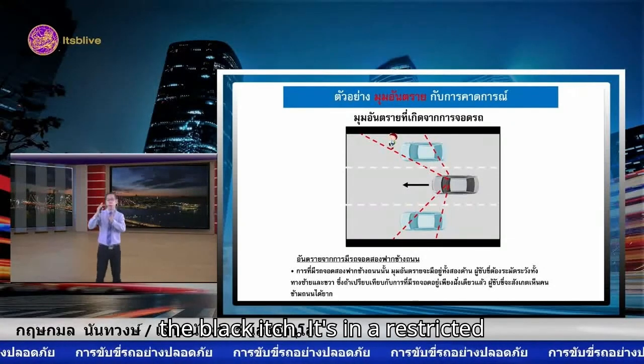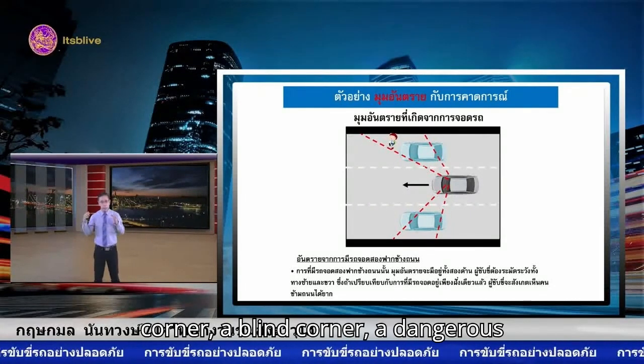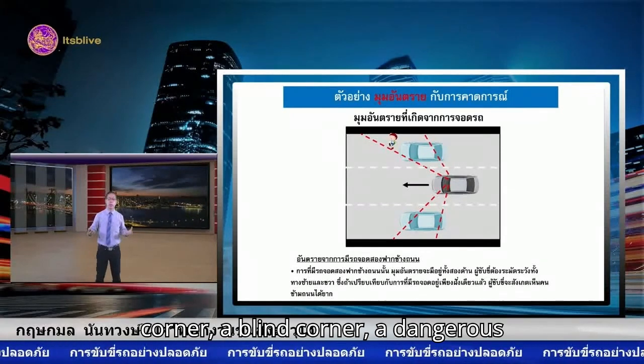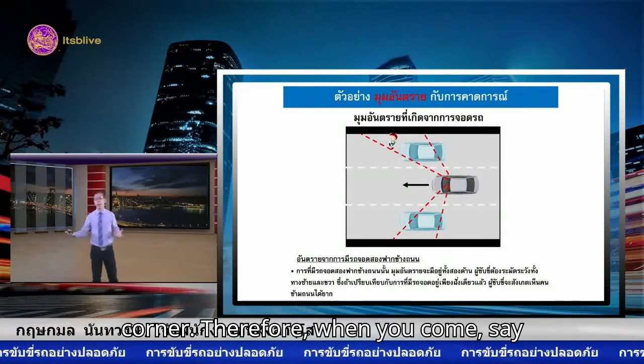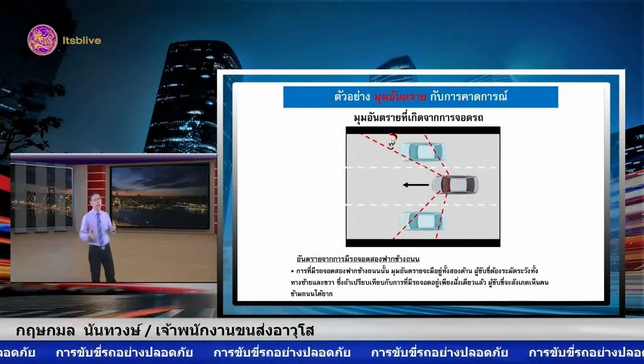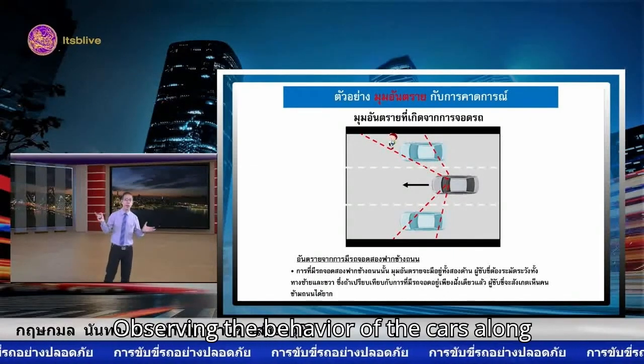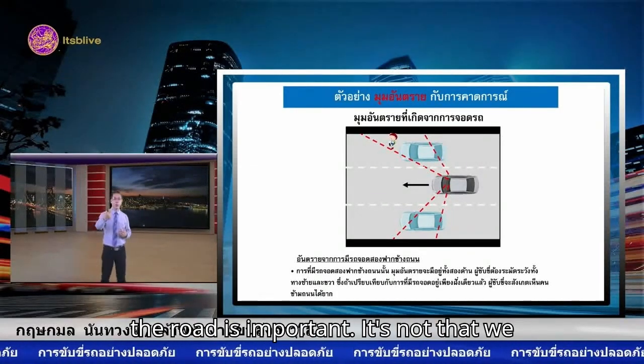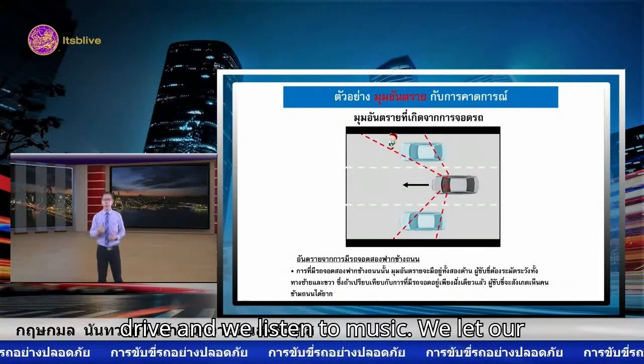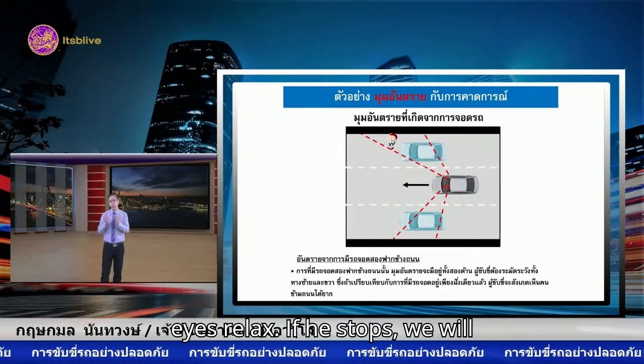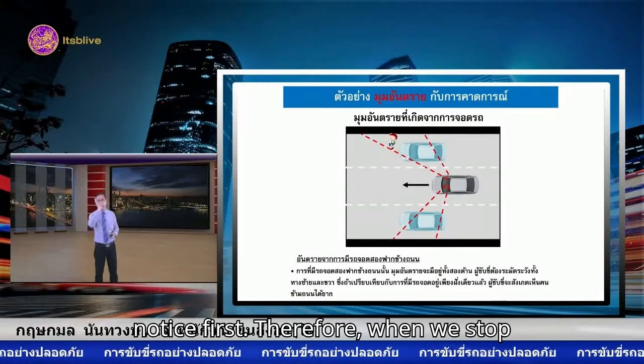We won't see the black car. It's in a restricted corner, a blind corner, a dangerous corner. Therefore, when you come, say hello to the cars along the way. Observing the behavior of the cars along the road is important. It's not that we drive and listen to music. We let our eyes relax. If he stops, we will notice first.